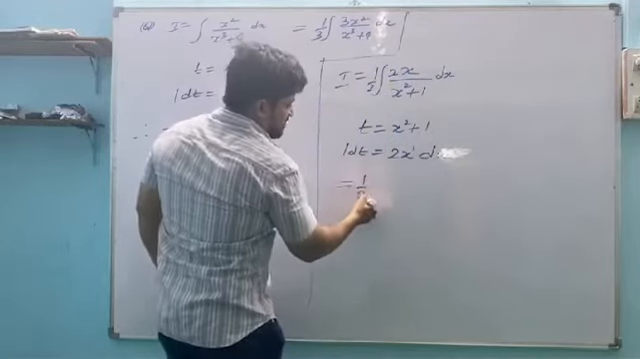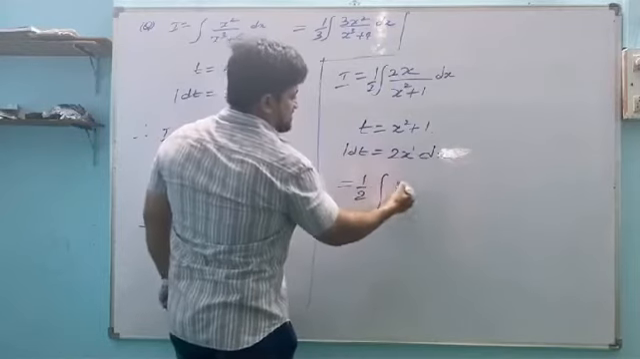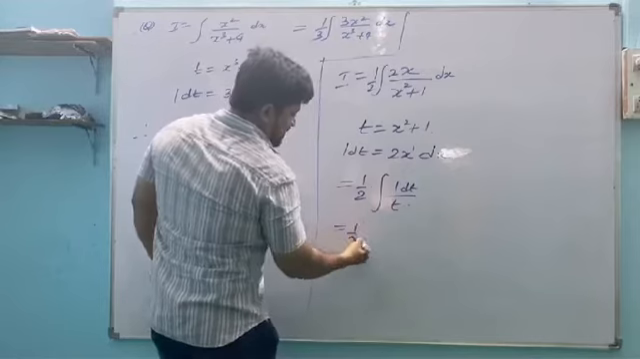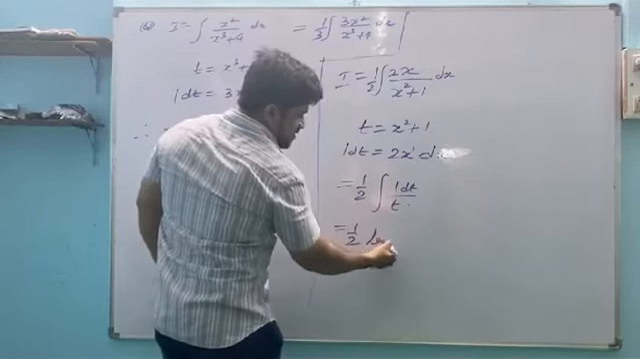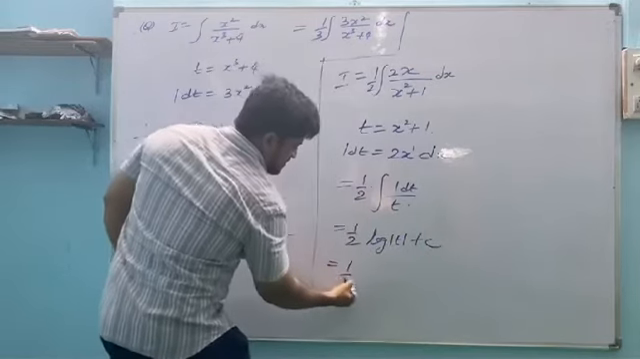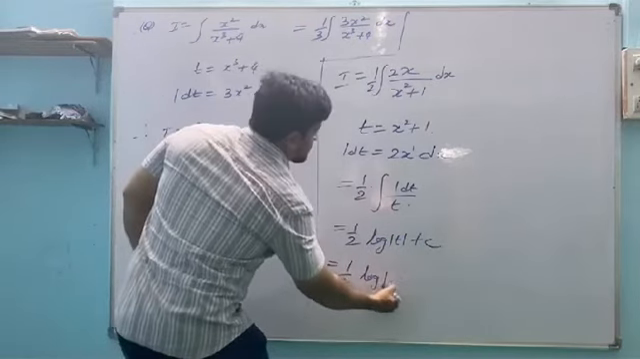So this is 1 by 2 integral 2x dx is 1 dt, divided by this whole thing, which is t. 1 by 2 integral 1 by t dt is log mod t. Then the t value.